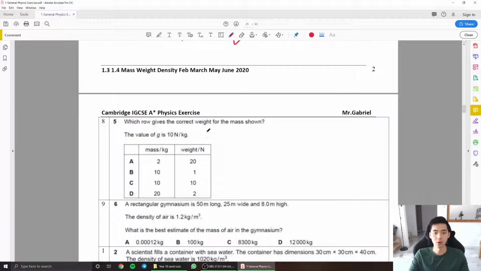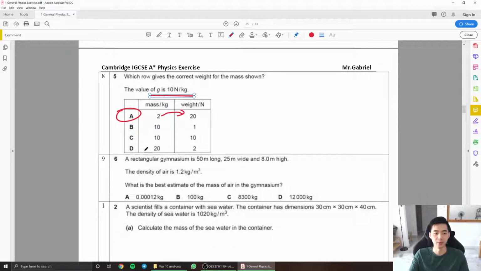Which row gives the correct weight for the mass shown? The value of g is 10. The first one is the correct one already, times 10, right?